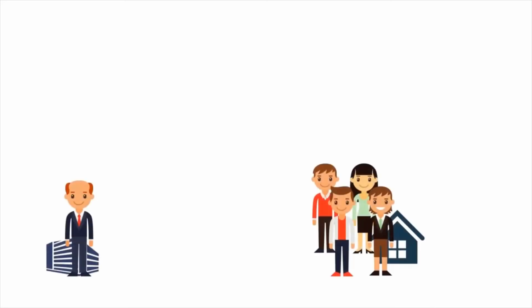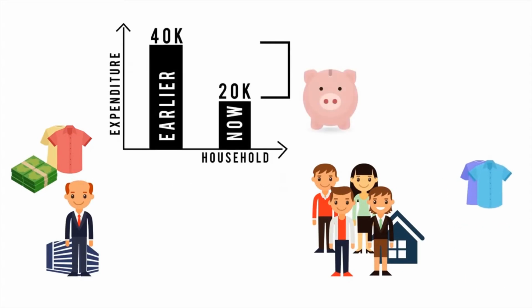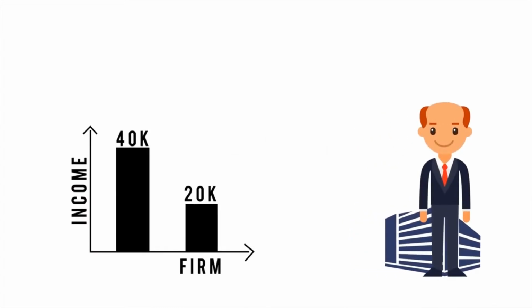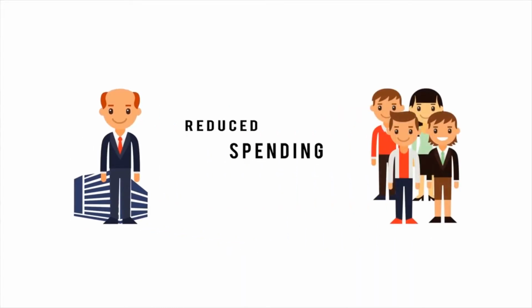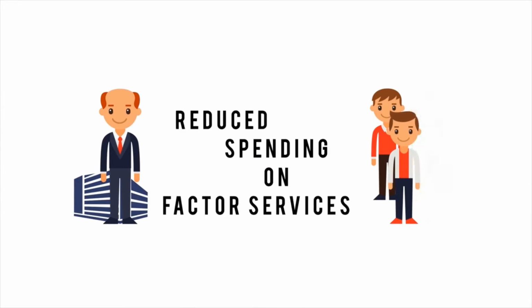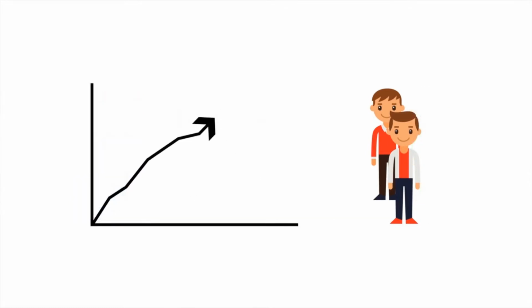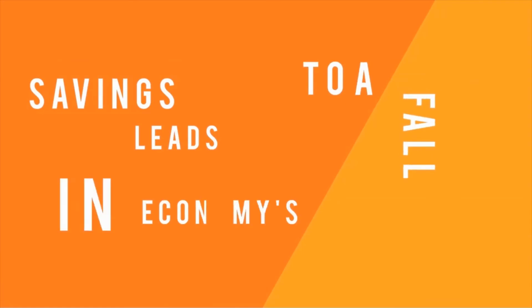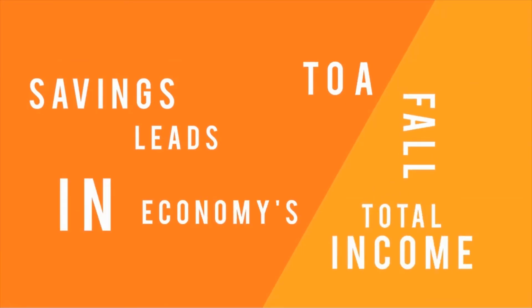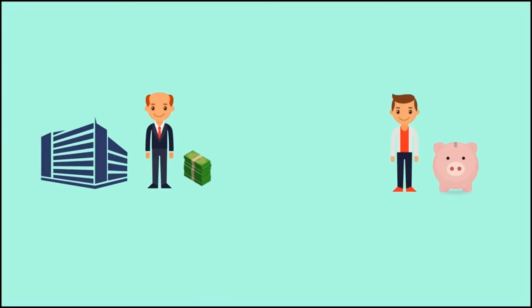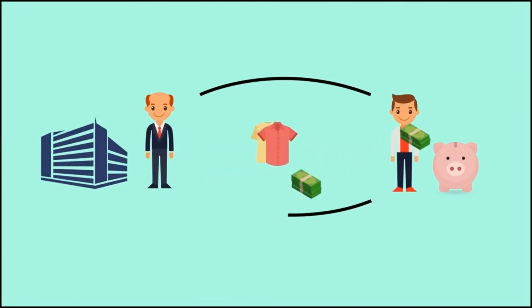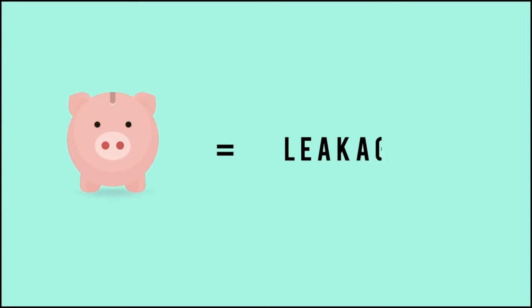When households save a part of their income, their expenditure on goods and services reduces by the amount they have saved. Which also means that the firm will receive less income. Reduced money receipts indicate reduced spending, or laying off fewer workers. This will lead to a fall in total income of the household. Thus, saving reduces the flow of money expenditure to the business firms, and will cause a fall in the economy's total income. This withdrawal of money from the circular flow, in the form of saving, is also called leakages.